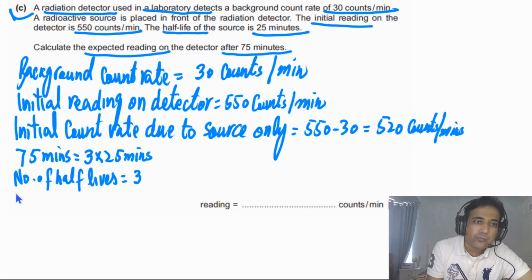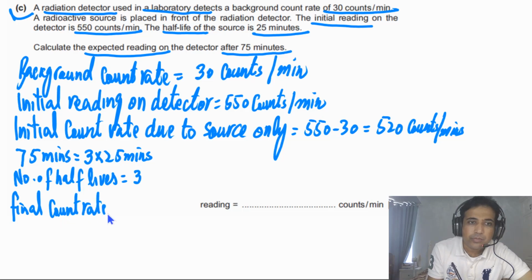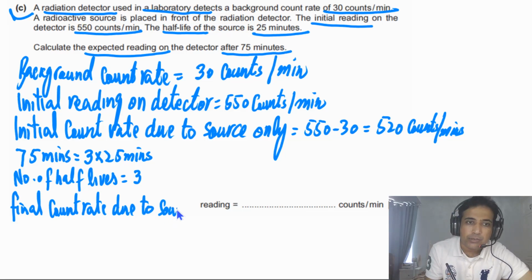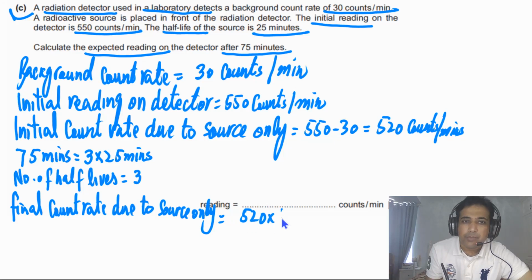So now we can write down the final count rate due to source only, after 3 half-lives. This has to be equal to 520 multiplied by 1/2, 3 times. It simply means that we have to divide this by 8, and if we solve this we will get 65 counts per minute. So this is due to the source only.